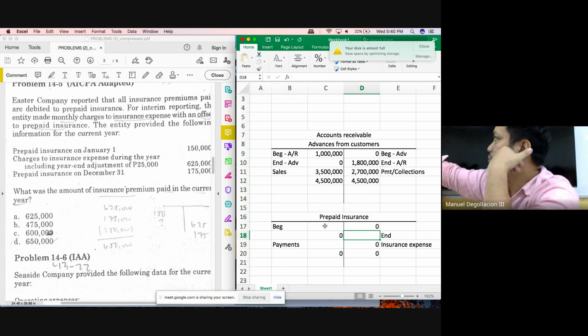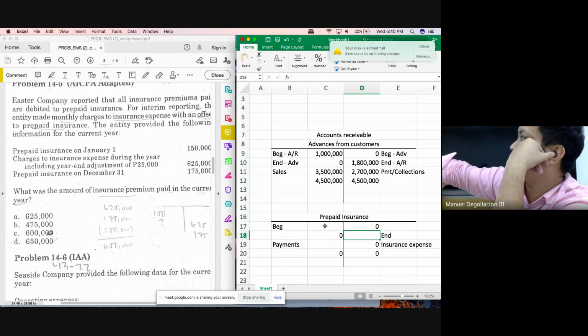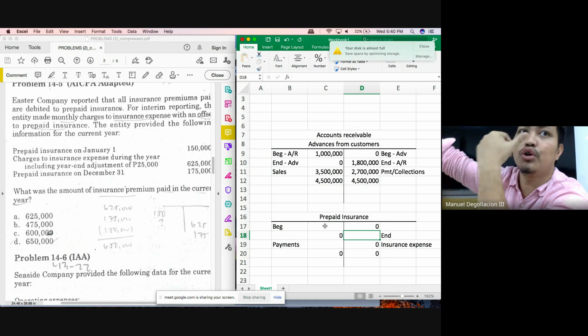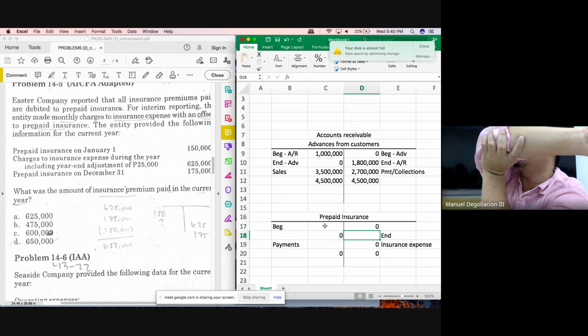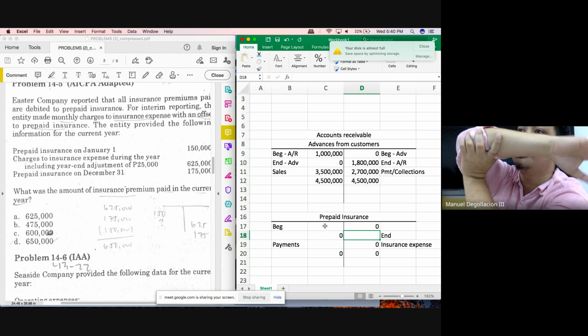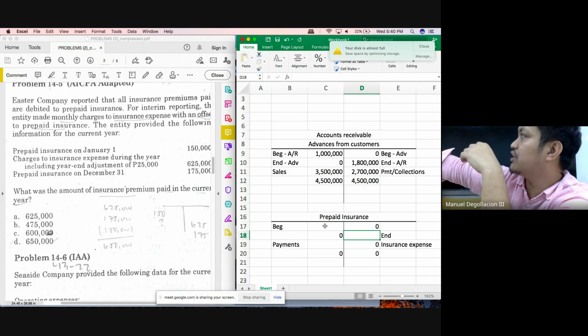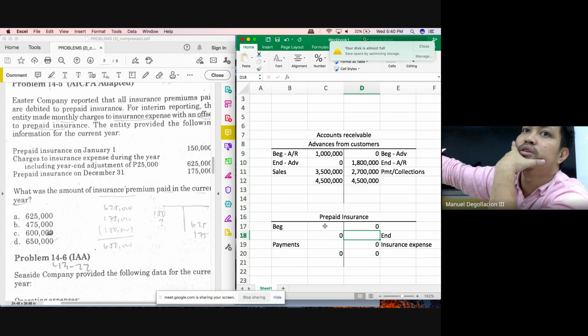In your T account for your prepaid insurance, you have the beginning there, the ending on the credit side. What you're looking for is the payment which is posted on the debit side. Because what did we say? What will increase your prepaid insurance? Every time you make payments for insurance. And then what will decrease your prepaid insurance? The recognition of your insurance expense.